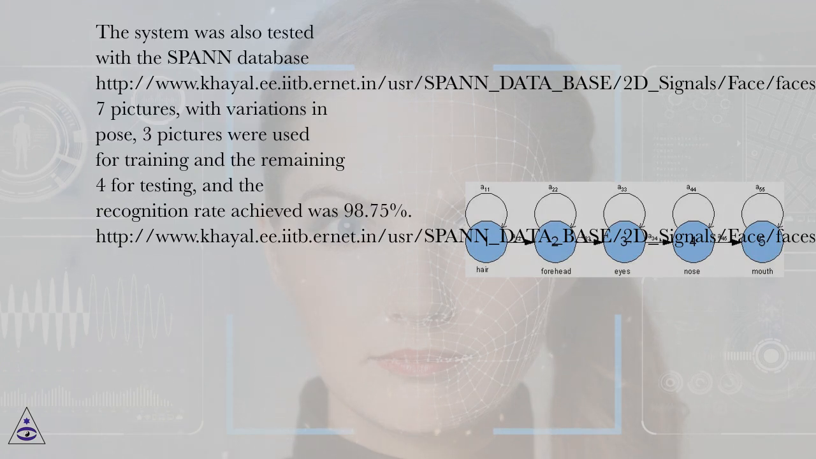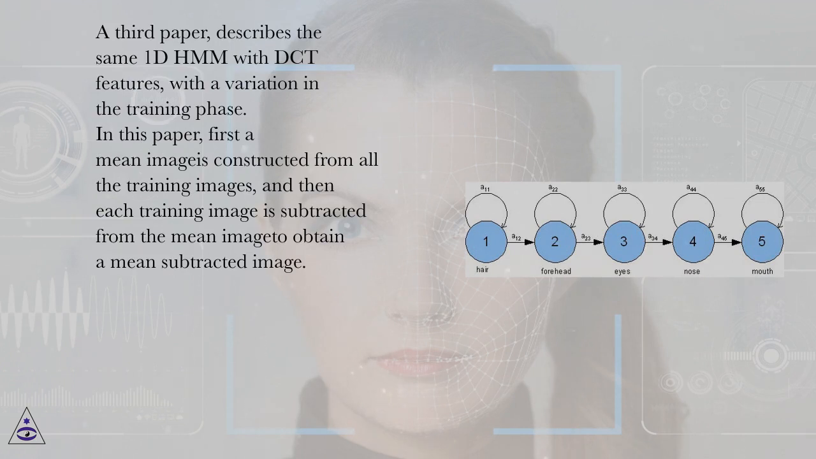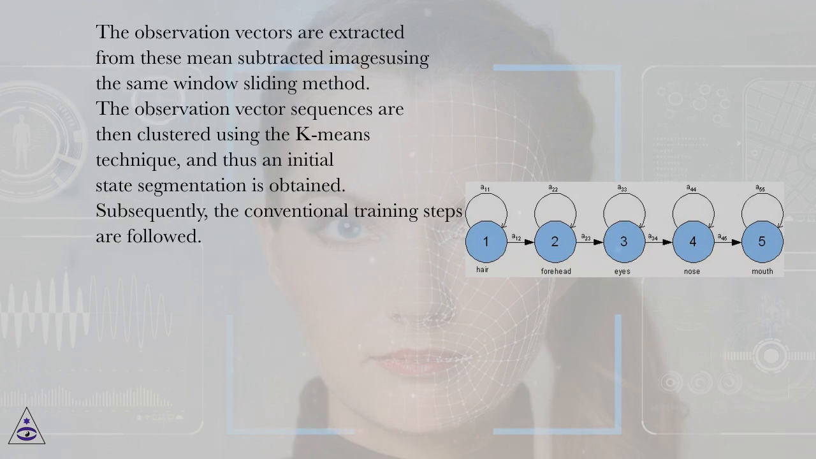A third paper describes the same 1D HMM with DCT features, with a variation in the training phase. In this paper, first a mean image is constructed from all the training images, and then each training image is subtracted from the mean image to obtain a mean subtracted image. The observation vectors are extracted from these mean subtracted images using the same window sliding method.